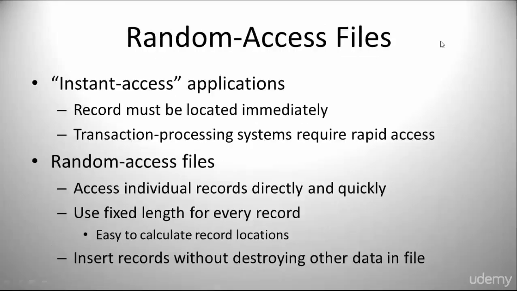Let's take a look at random access files. Instant access applications must have the record located immediately, and transaction processing systems require a rapid pace with instant access applications. With random access files, we are able to access individual records directly and quickly. Random access files use a fixed length for every record, and it's easy to calculate record locations. It inserts records without destroying other data in a file.